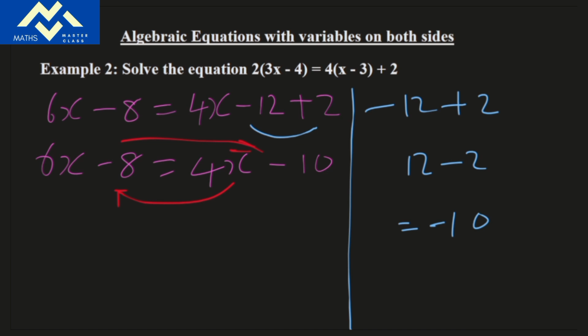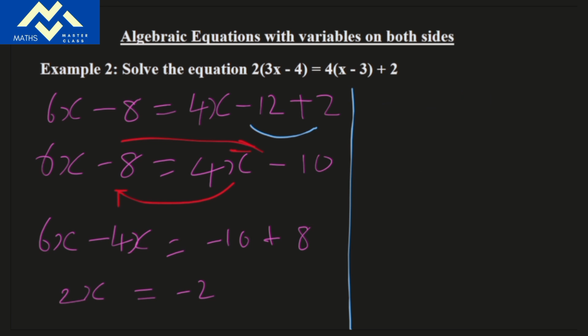The equation becomes 6x minus 4x equals minus 10 plus 8. 6x minus 4x equals 2x, and minus 10 plus 8 equals minus 2. Now, divide both sides by the coefficient of x, which is 2. 2x divided by 2 equals minus 2 divided by 2. 2 will cancel 2. And minus 2 divided by 2 is minus 1, so x equals minus 1.